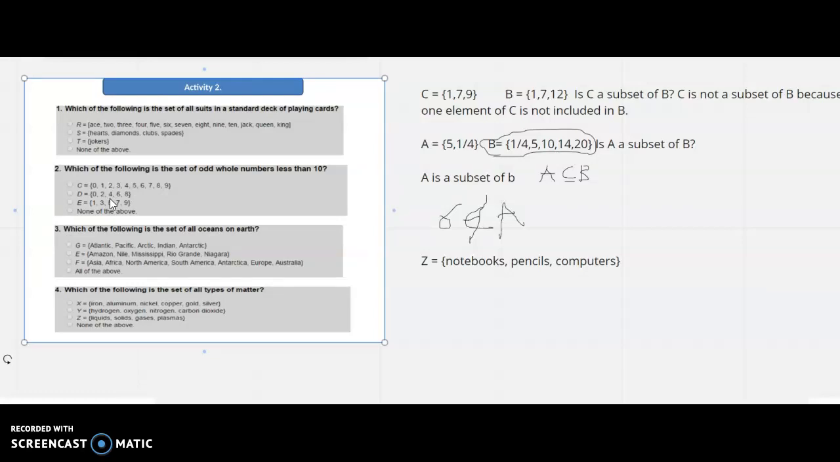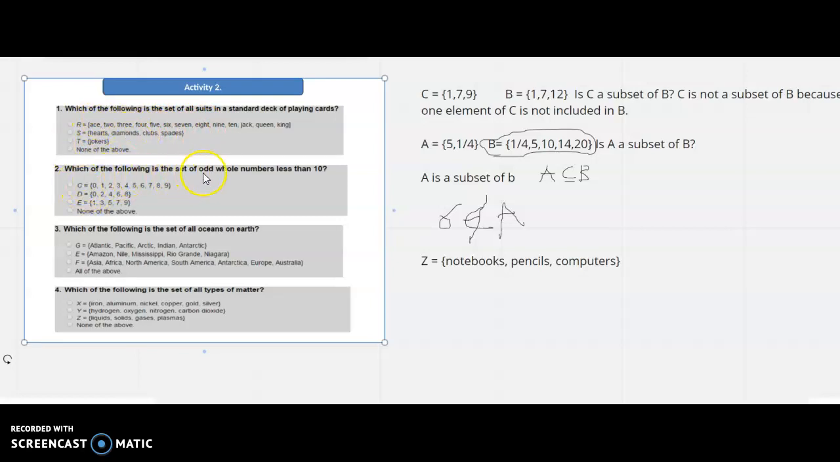And here we have an activity. Okay, this activity will be included in Classroom, so you will be ready to do it. Which of the following is the set of all suits in a standard deck of playing cards? So you can see the elements, you see if they have characteristics in common, and you decide if they are a set. Looking at the relation between the elements, okay, you can decide that.